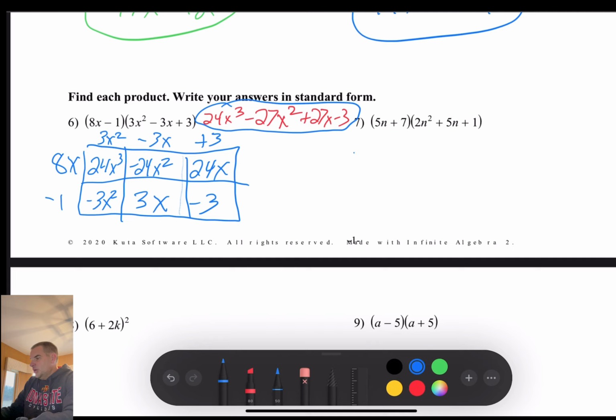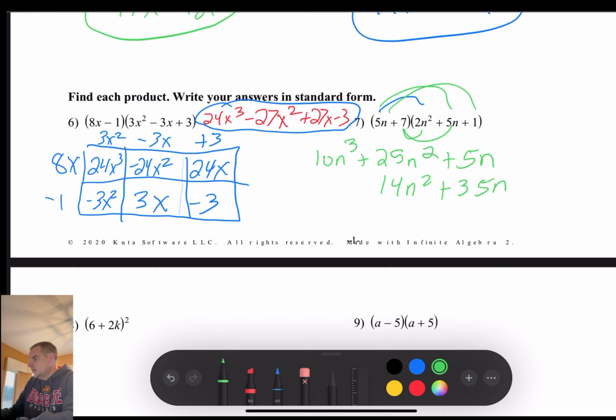Number 7's done the same way. I'm just going to use the distributive property on this one instead of doing the box, just to show you the difference. So that's 10n cubed plus 25n squared plus 5n. Now I'm going to put them in columns. So 7n, so that's 14n squared plus 35n plus 7.